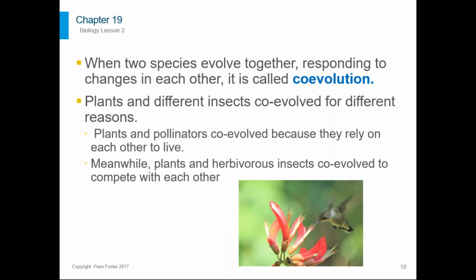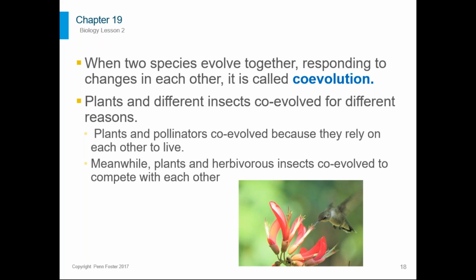And one more term we've got here is coevolution. So evolution, of course, happens over a long amount of time, and things live in ecosystems where each organism affects other organisms. So when one organism in an ecosystem changes, other organisms around it are affected by that change. So some of them will evolve responding to changes in the first organism. So when the two species evolve together, just responding to each other, it's called coevolution.